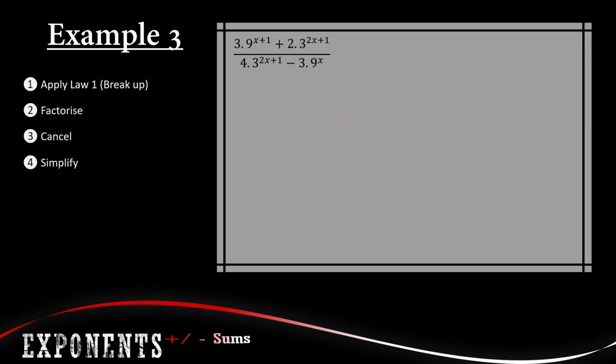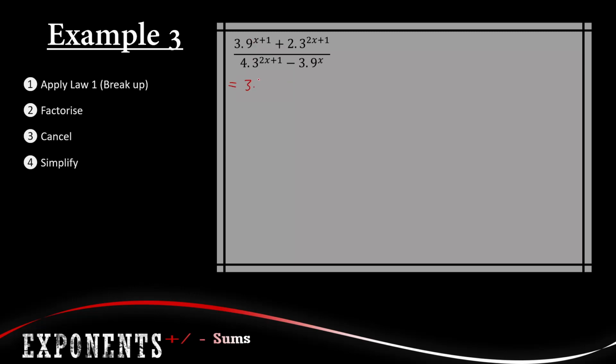Right, next one, example 3. This one is slightly more complicated because we can see the bases aren't the same. We can see there we have a 9 and there we have a 3. But we also know that we can change 9 into a base 3 to the power of 2. Okay, so that's going to be the first step in this one.